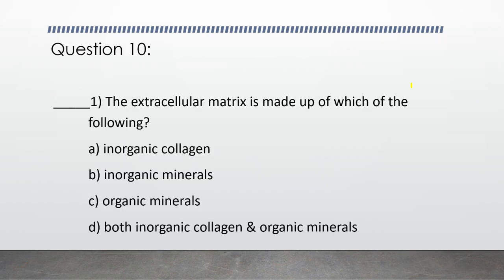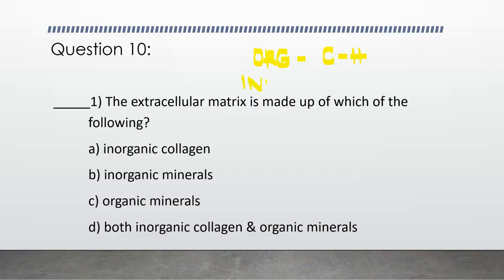All right, so the extracellular matrix is made up of which of the following? Now organic, this was mentioned in the lesson. Remember that's when you have carbon bonded to hydrogen, and all of our macromolecules were organic: our carbs, our lipids, our proteins, nucleic acids.